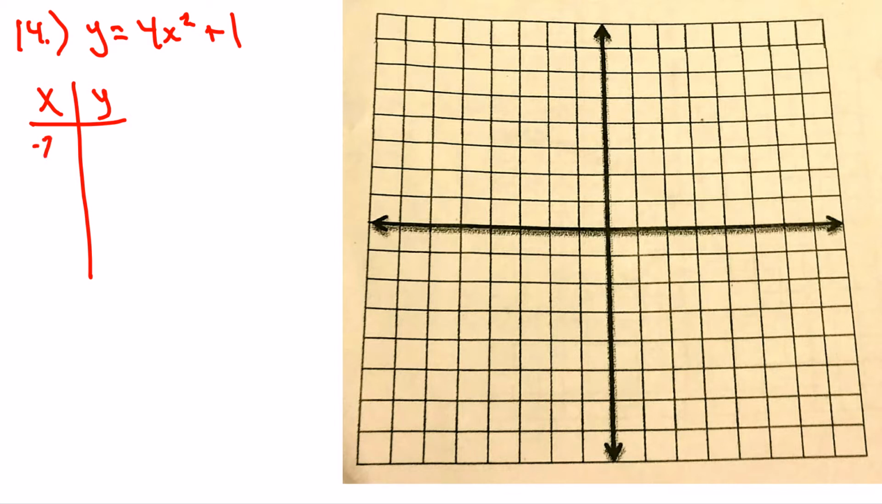Alright, number 14, I have y equals 4x squared plus 1. I'm going to pick negative 2, negative 1, 0, 1, and 2. I plug in 0, I get 0 squared. Alright, I'm going to get 1, because 4 times 0 squared is 0, plus 1 is 1. So I have 1 here. Remember, that's my vertex. Can't do nothing with that.